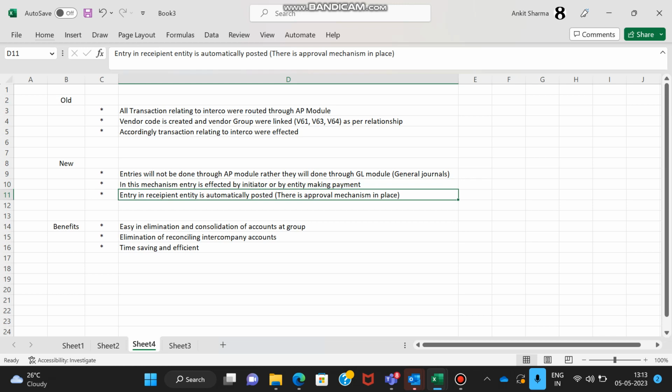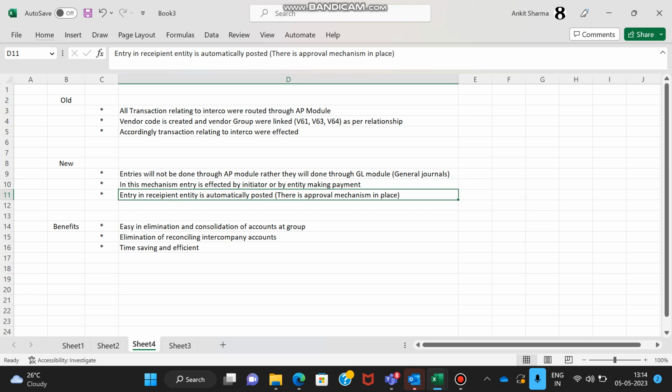Why is this new method being introduced and what are the benefits? It is easy in elimination and consolidation of accounts at group level. As these transactions are connected from one entity to another, it is easy to do the automatic consolidation. Previously, when the consolidation of accounts used to happen, the elimination and consolidation of the accounts were done manually. In this process, it will be automated, and it will eliminate the issue.